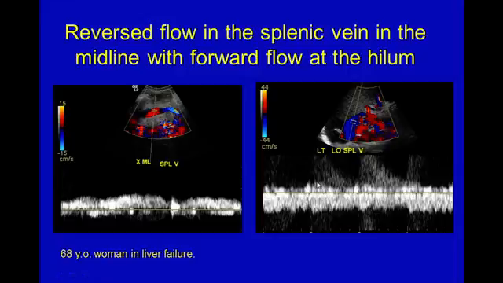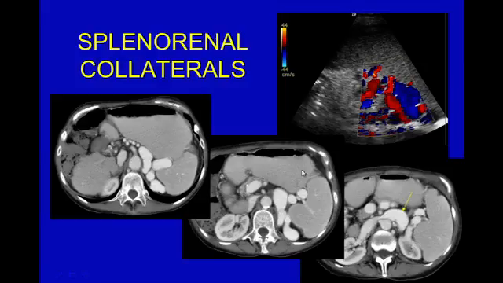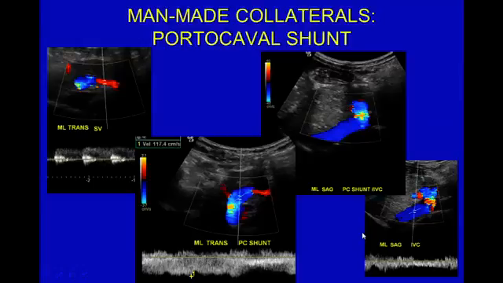Some other examples of collaterals here, you can see a patient with flow going towards the transducer here in the splenic vein and then away. But when you look at the hilum here, you can see that there are multiple collaterals in the splenic hilum, and here they do drain into the left renal vein, which is clearly enlarged and is communicating with the systemic circulation. We have some man-made collaterals, some that we don't see as often anymore, but you may recognize this.